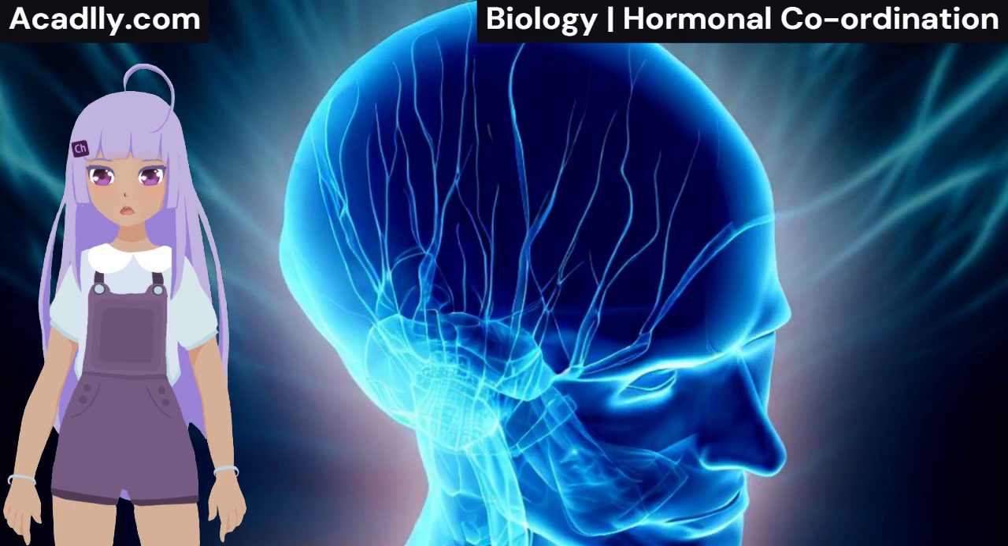6. Similarities between plant and animal hormones. A. They both regulate various physiological processes. B. They are produced in specific parts of the organism. C. They are transported to target organs or tissues to exert their effects. D. They function through binding to specific receptors.